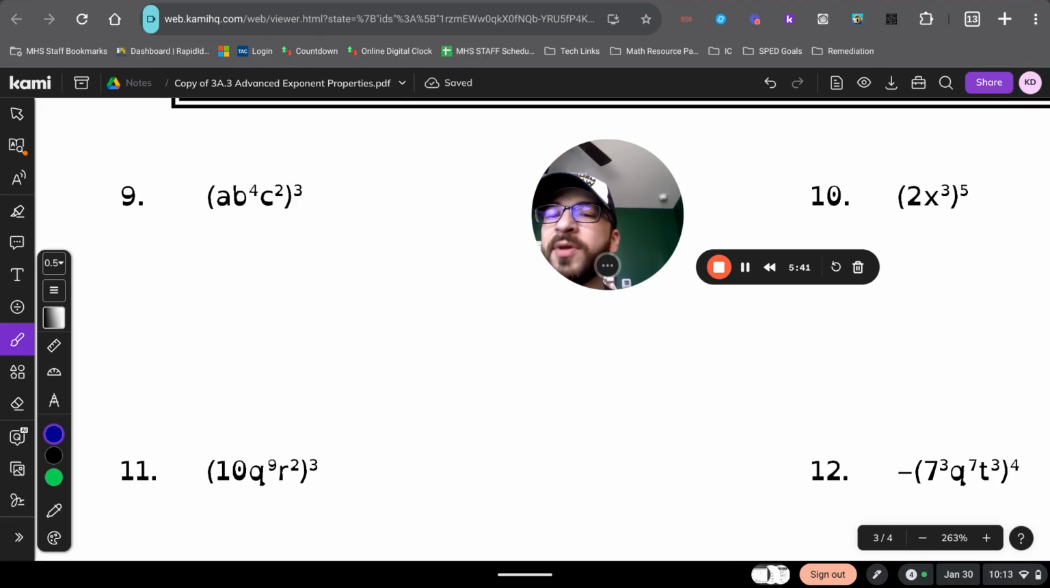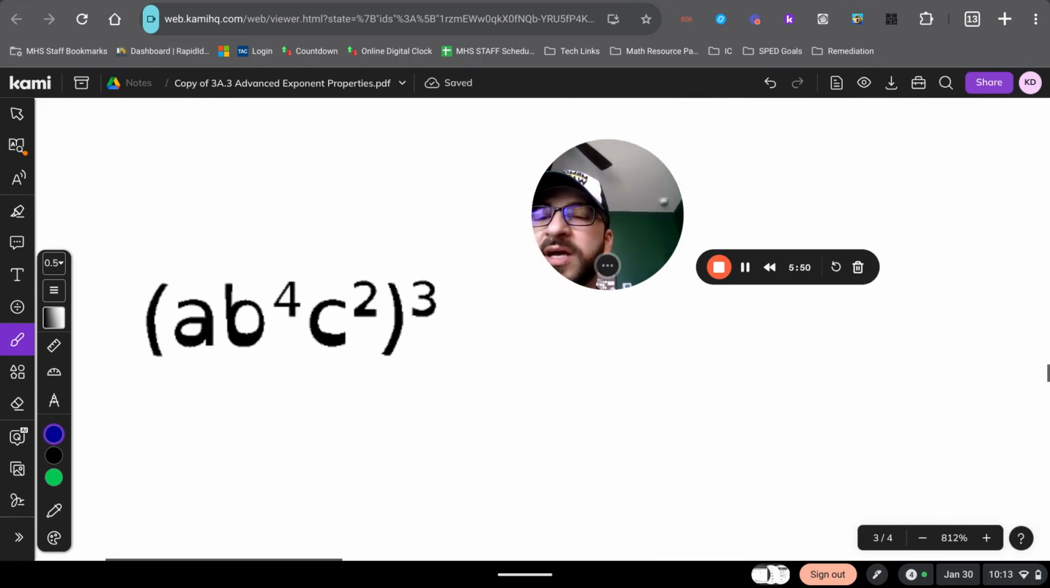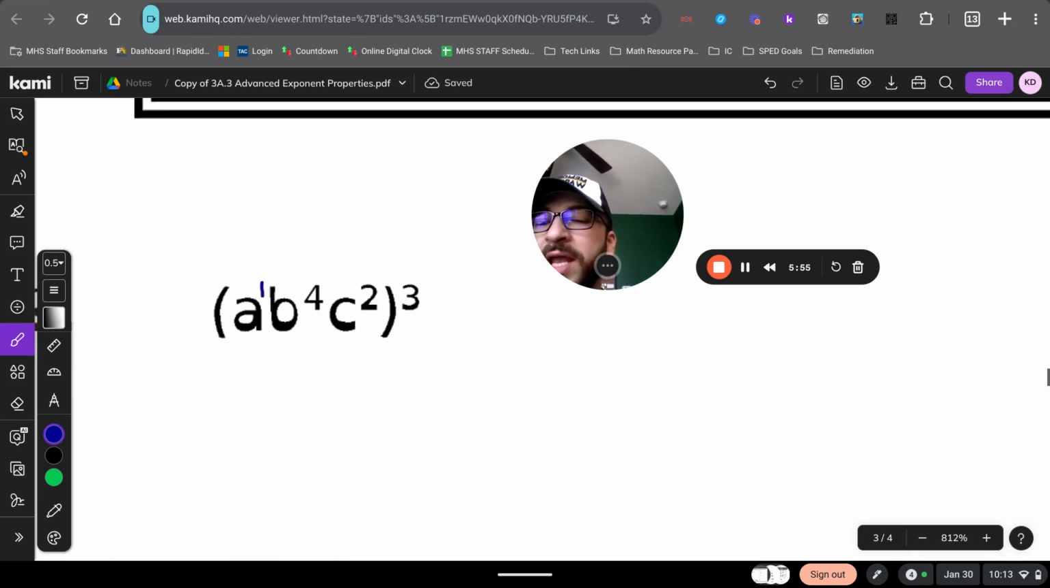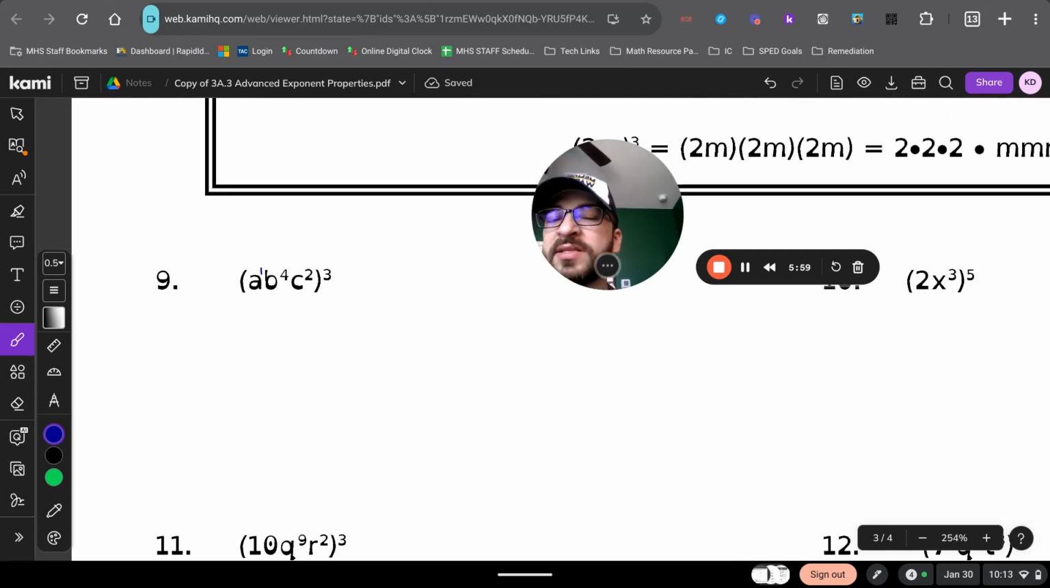So let's look at number 9. We have a b to the 4th c squared, all cubed. So to help us out, I could just go straight into doing a power to a power, but remember how we talked about that exponent of 1 and how we only write it sometimes? Well, I'm going to go ahead and add it in and write it now. So that gives us a to the 1st, b to the 4th, c squared.